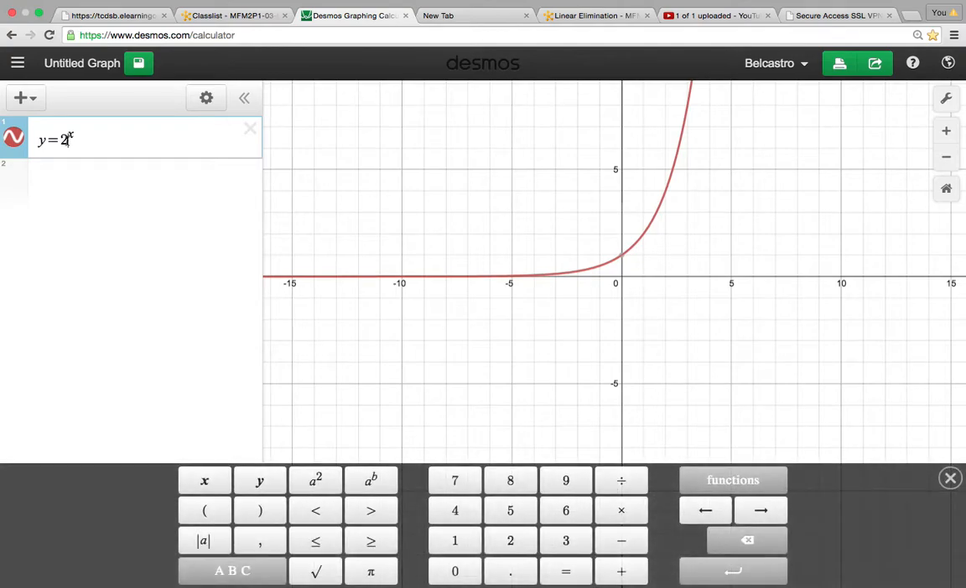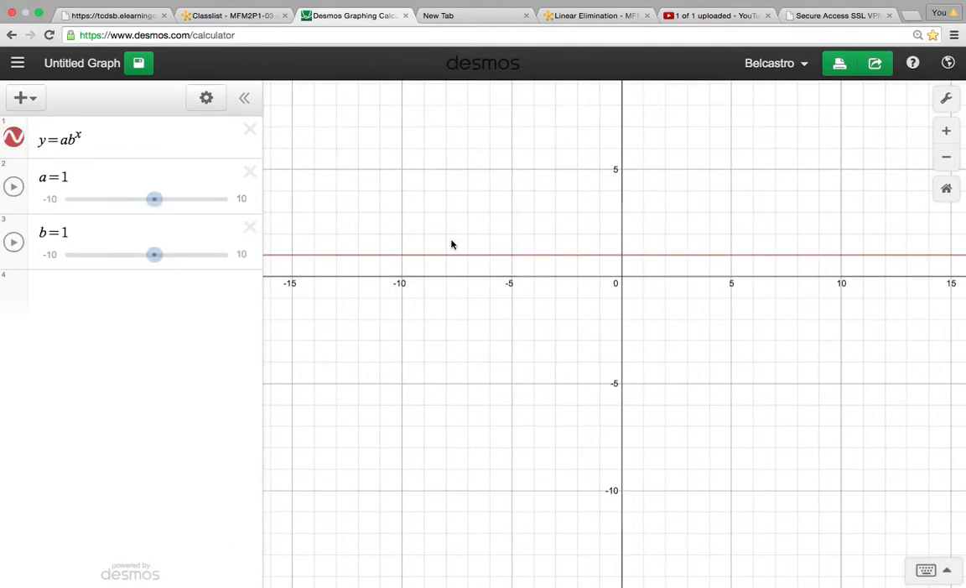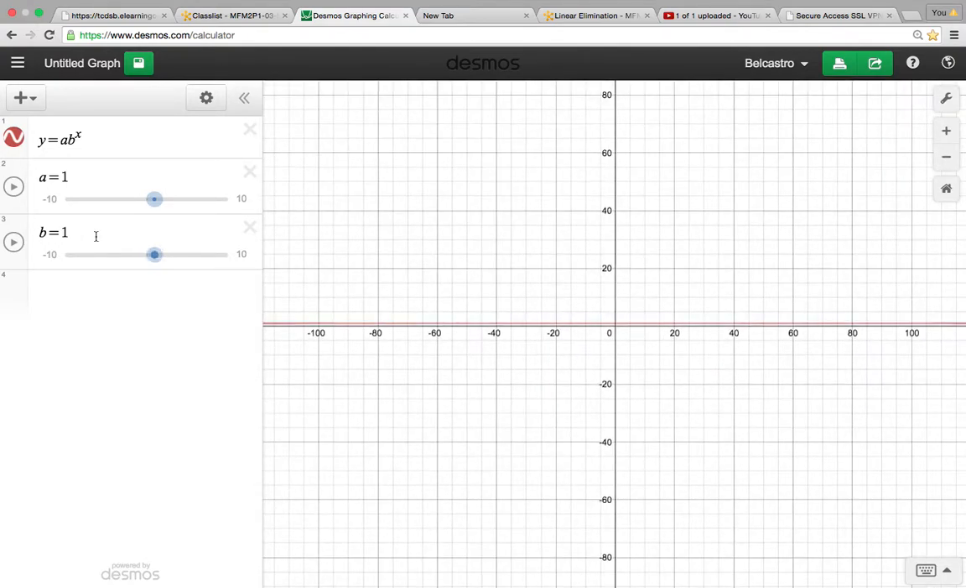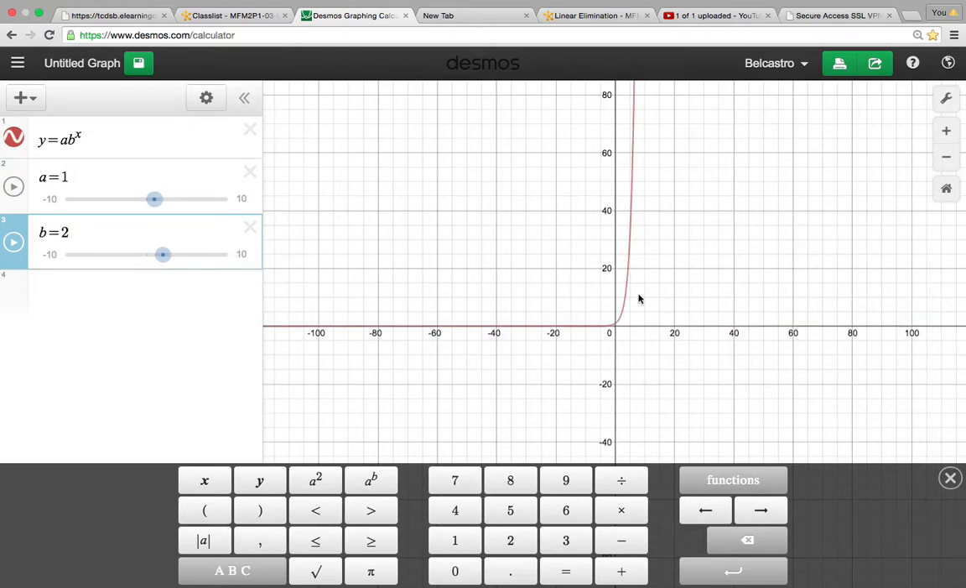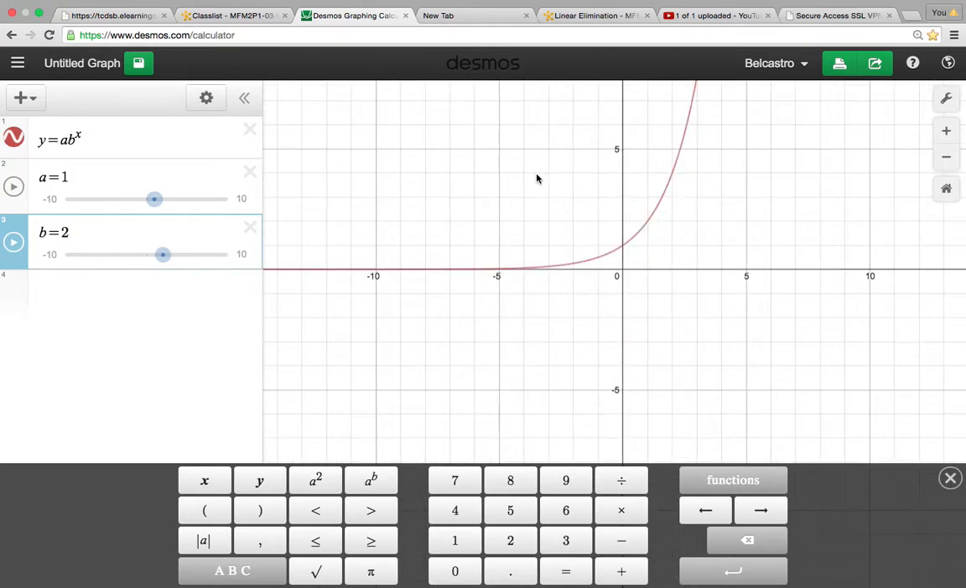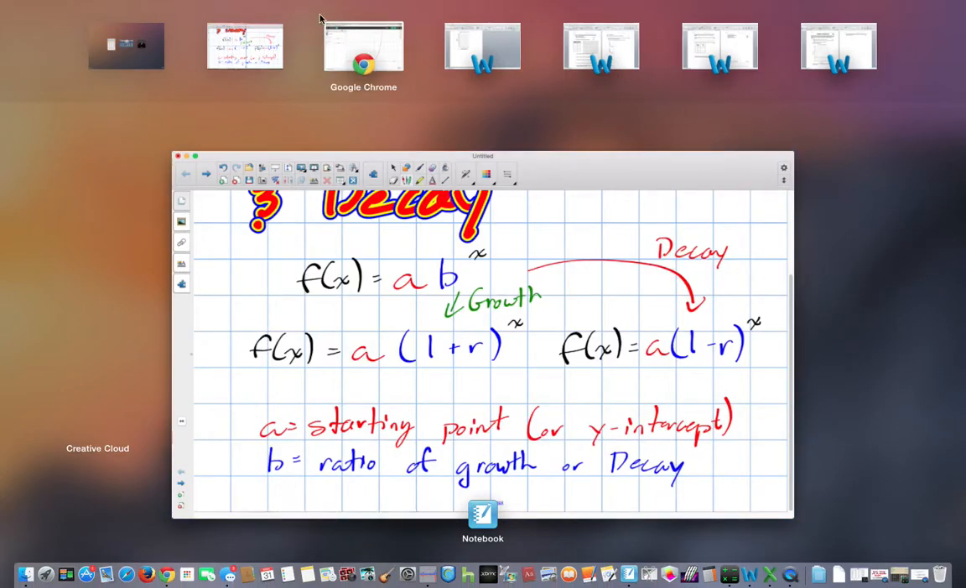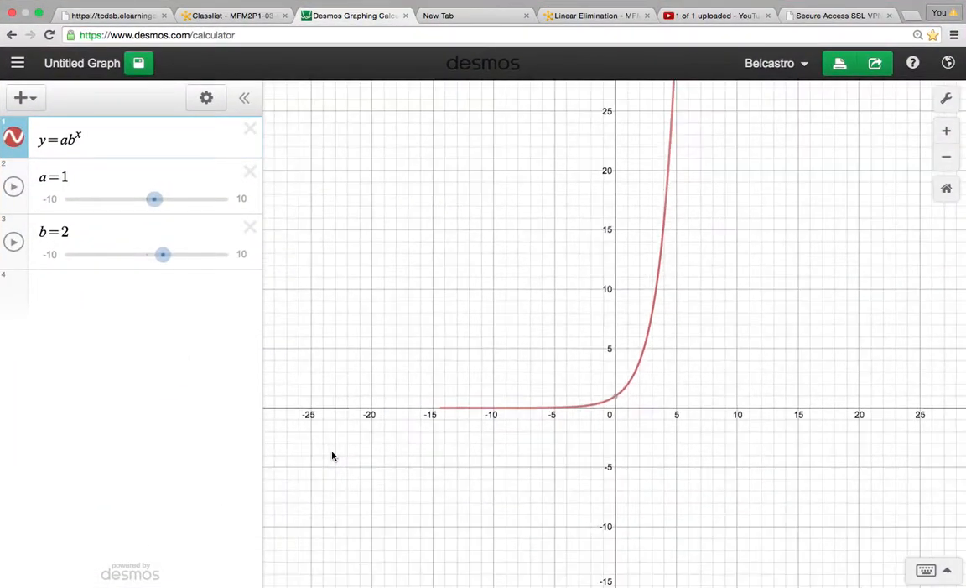I'm actually going to use the letters a, b. Okay, so let's use sliders. I got 1 and 1. I don't want 1. I want a growth rate of at least 2. Okay, so this is what an exponential function looks like. It's very, very close, and although it says 0, if we were to actually zoom in immensely here, that's the wrong way.